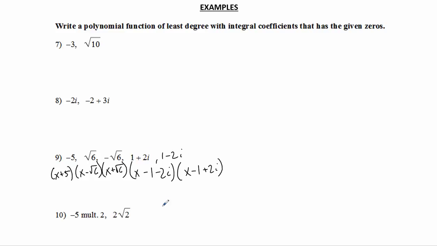Got to watch out for that. Now let's multiply easy ones. X minus square root of 6, x plus square root of 6, is x squared minus 6. If you need help, use calculators. You can do a box, I don't care, but I'm not going to spend the time on doing that.